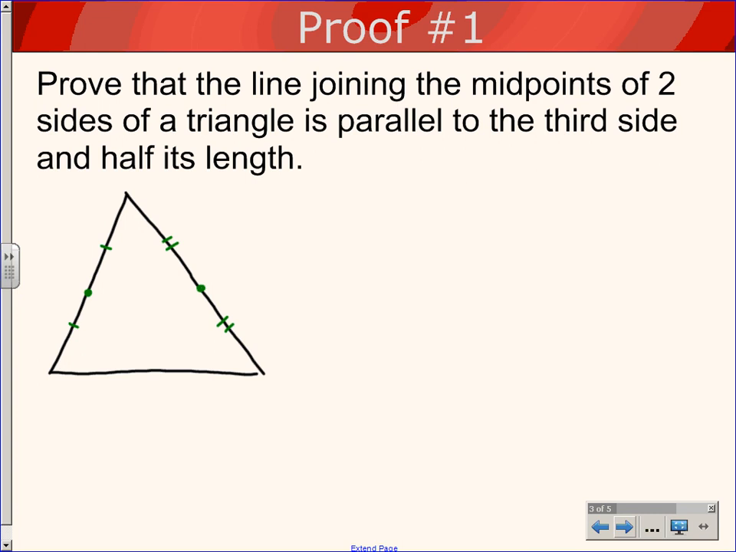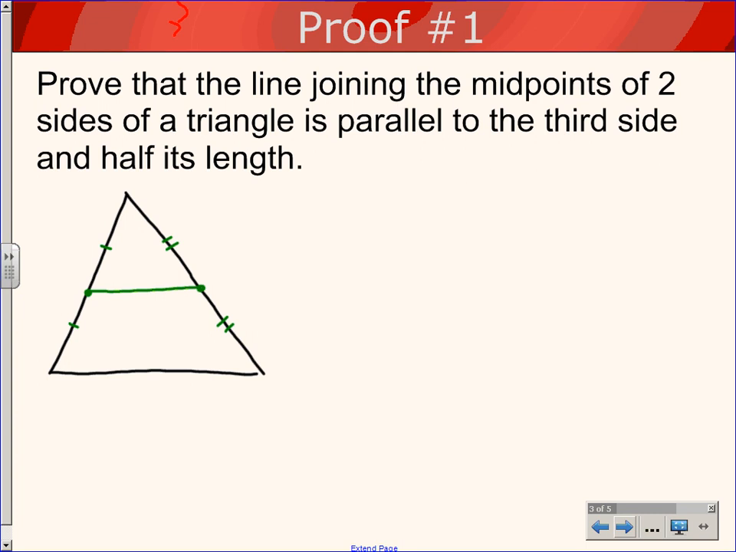Prove that the line joining those midpoints, so the line from there to there, I want to prove that it's parallel to the third side. So this one's parallel to that one. That's what I'm trying to prove. So I can't actually put that in there, but that's my goal, okay? I'm trying to show that they're parallel and also that it's half the length. So that's our goal with the proof.